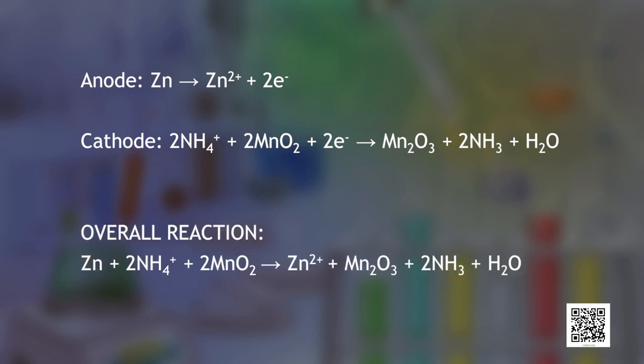So the overall reaction becomes zinc plus ammonium ions plus manganese dioxide, giving zinc ions plus manganese oxide plus ammonia and water. During its working, the zinc container is slowly consumed, and even when the cell is not working, the acidic ammonium chloride corrodes the zinc container. Thus, we may find several holes leading to the leakage of the container.